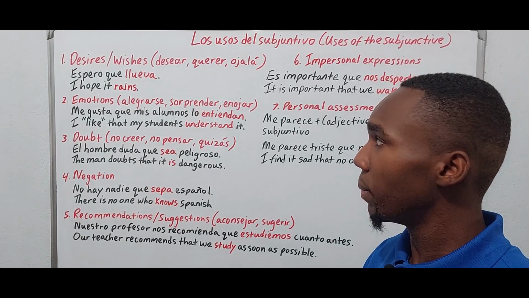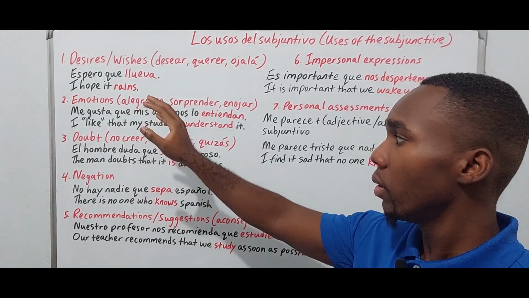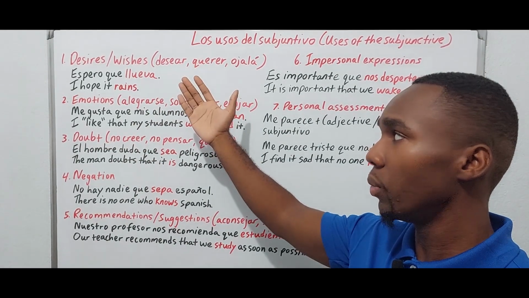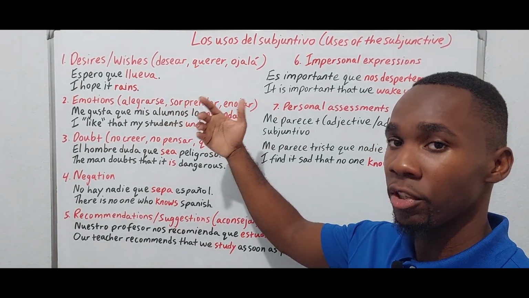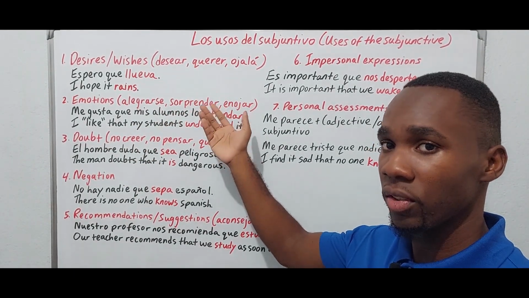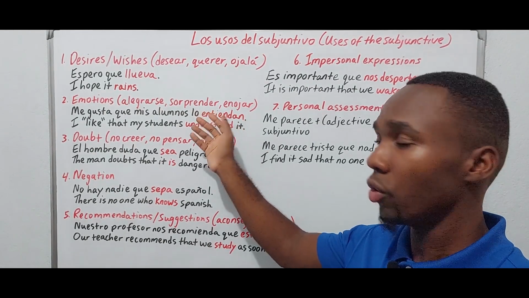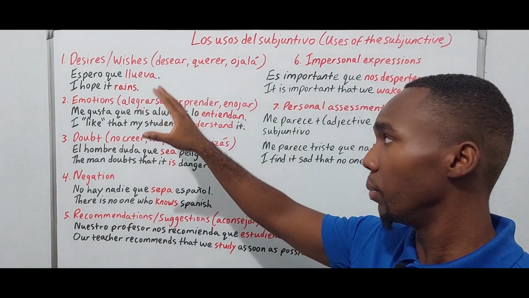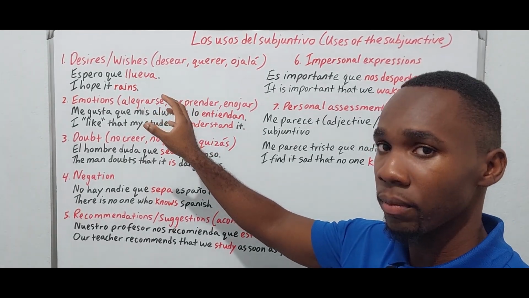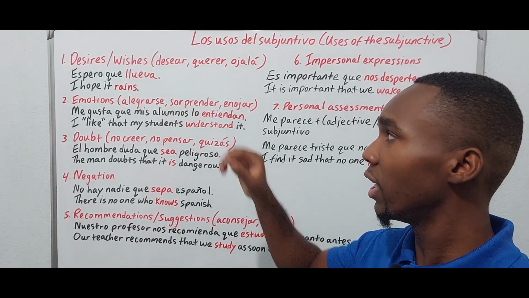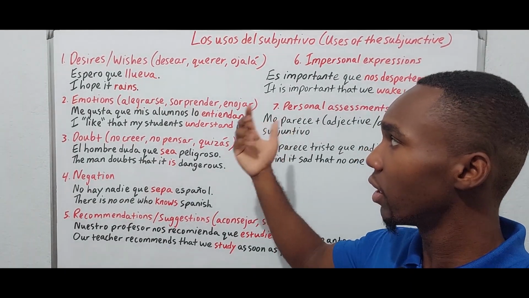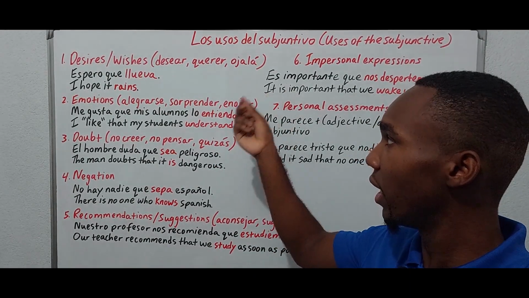Espero que llueva. You see? Espero, first person singular, and then the second part we have llueva. It rains, right? Third person singular. So you have to use two subjects and they will be connected by que, right? Espero que llueva. Other verbs of desire would be desear or querer.